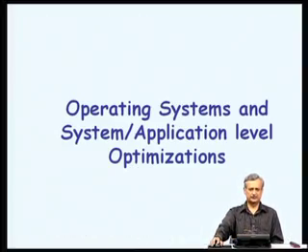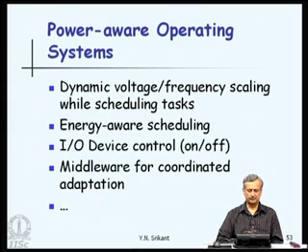So, let us now look at some operating system and system application level optimizations, of course, with respect to energy. Operating systems can do dynamic voltage and frequency scaling while scheduling the tasks. In other words, if there are many tasks and let us say the power and energy consumption of the various tasks is known, and we also know how much time each of these tasks takes, we can probably say, okay, more time is available for this task to run. So, why not run it a bit slowly by reducing the frequency and voltage. Such a scheduling decision may be possible at the operating system level.